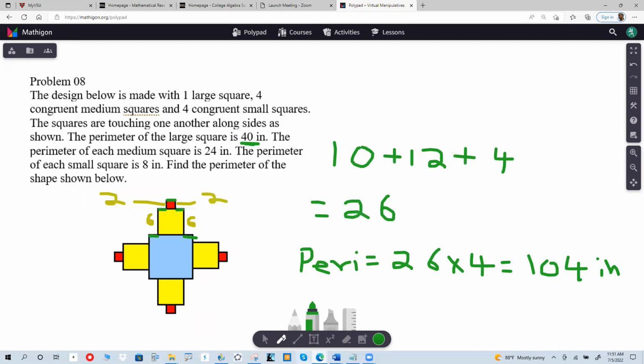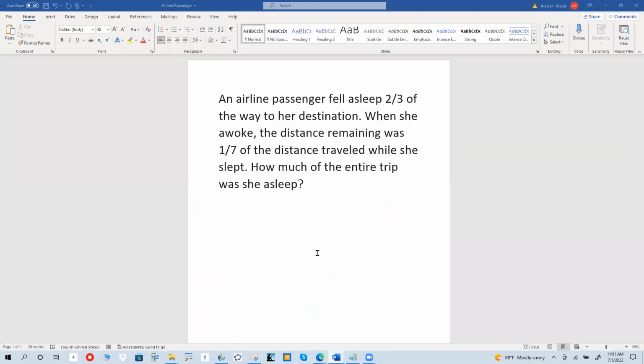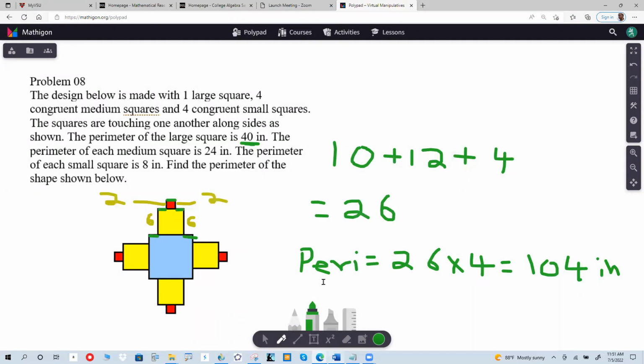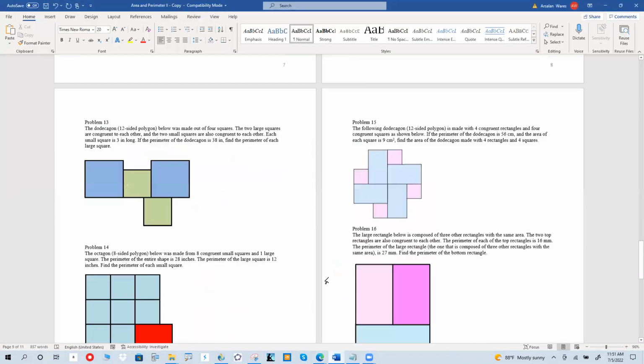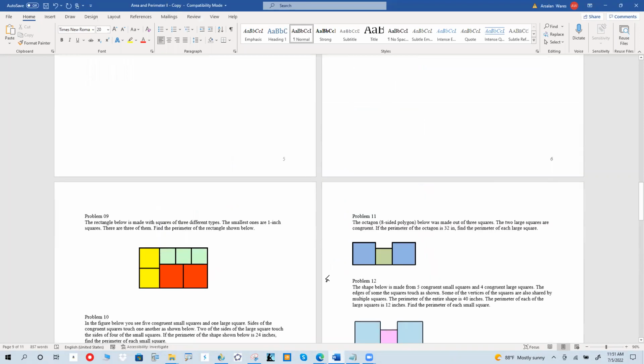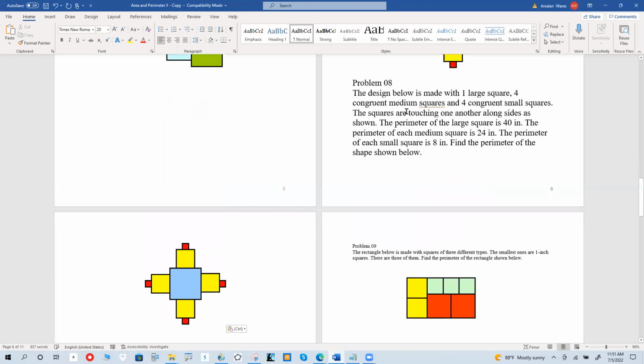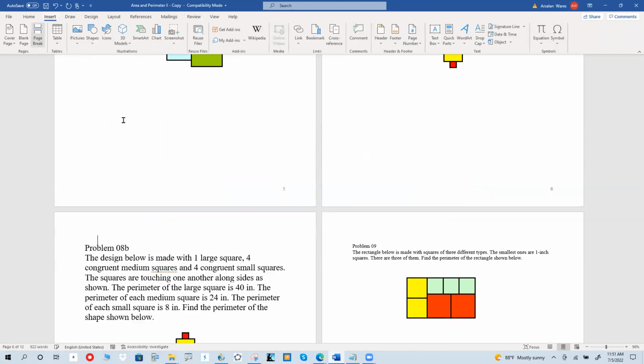Let me do one more like this. I know it's a little hard. When I teach this in class, students will say, can we do another one? So I'll do another one. Let's see if I can make it. I'm going to call it 8B. B generally means it's a made-up problem. We don't have it in the packet.